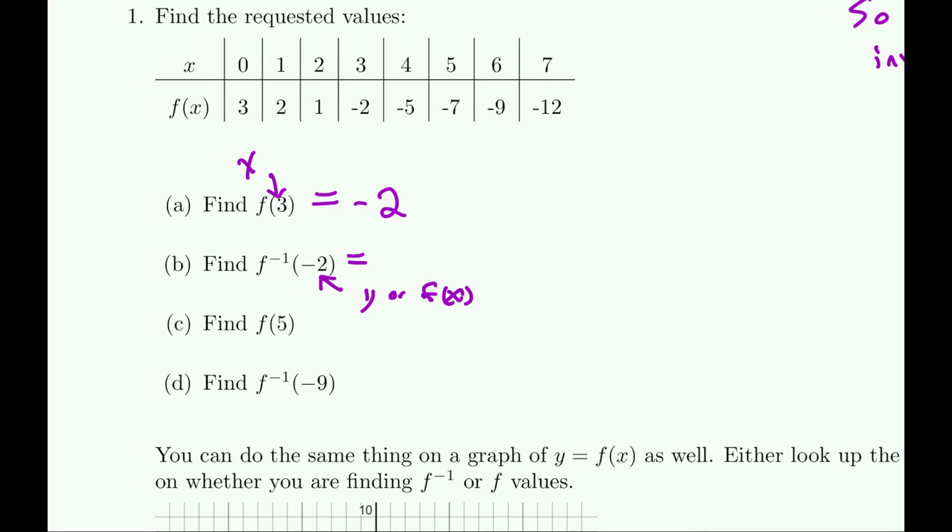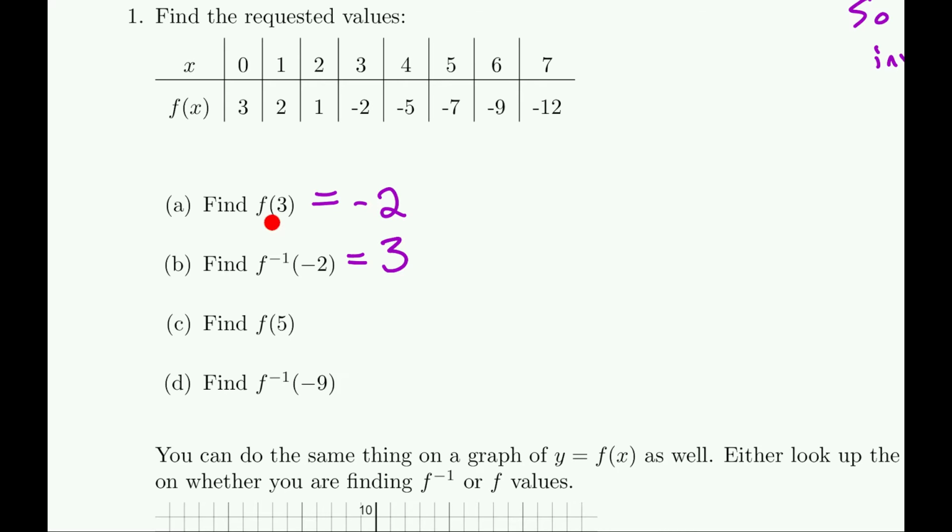But what you're going to do is basically look up the values backwards. So what you would do to calculate f inverse of -2 is look for a -2 in the y values, and then come up here and get the x value. Okay, so what I'm saying is, let me erase these.